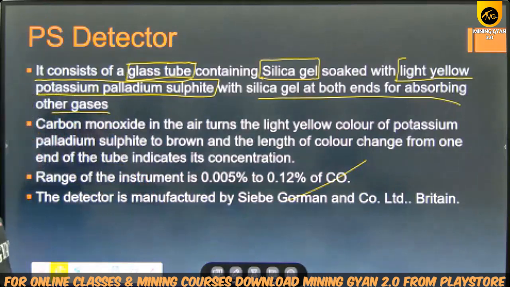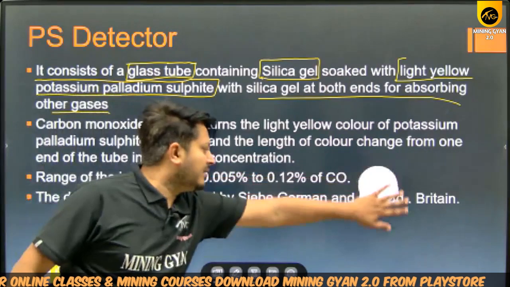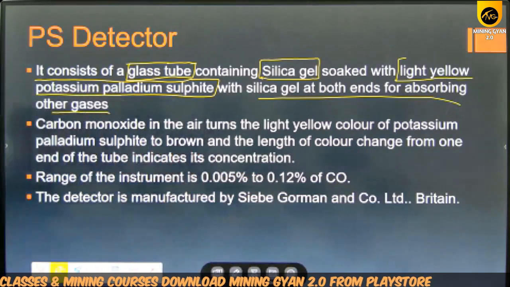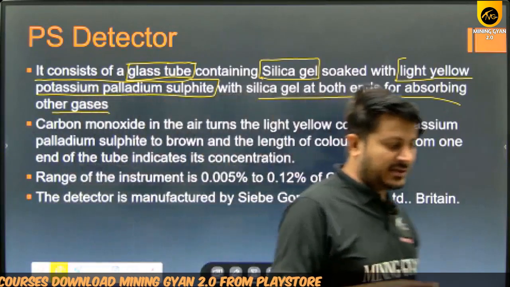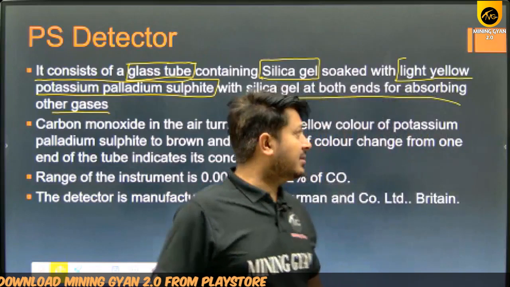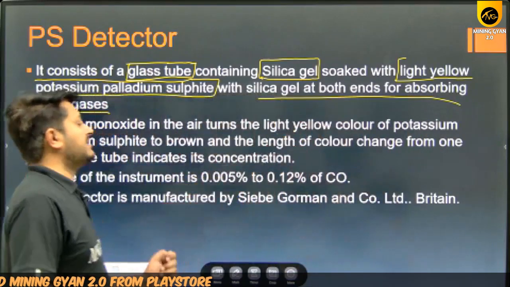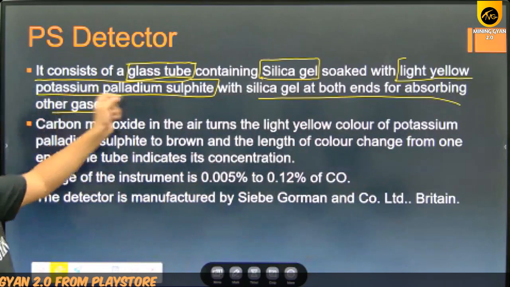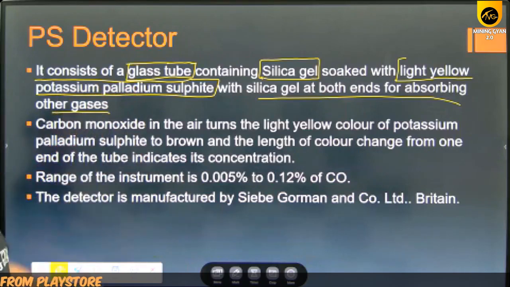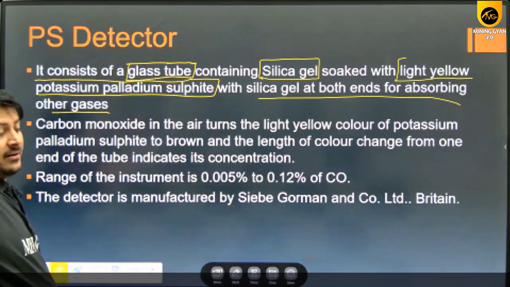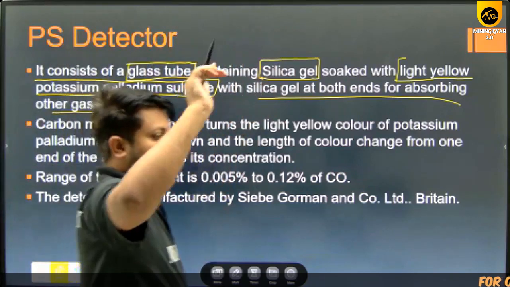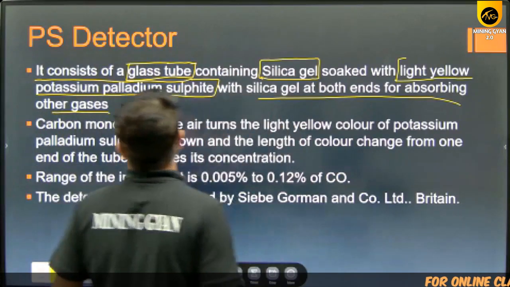Okay, why? What is the purpose of using silica gel? For absorbing other gases, like the gases other than carbon monoxide. For that, silica gel is used. So silica gel will absorb the other gases, and only carbon monoxide gas will reach up to the potassium palladium sulfide. Okay, so write down over there where I have made you write all the detectors.